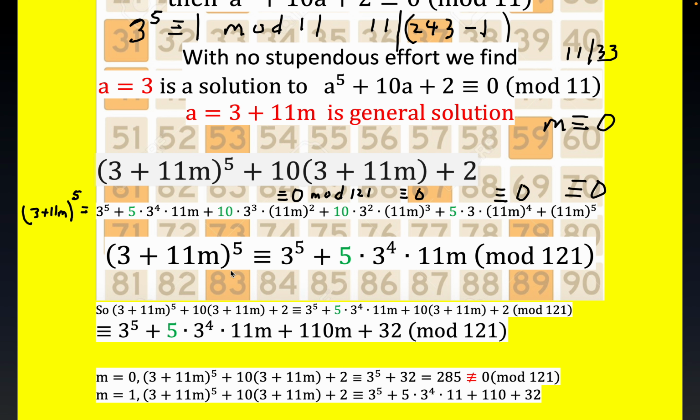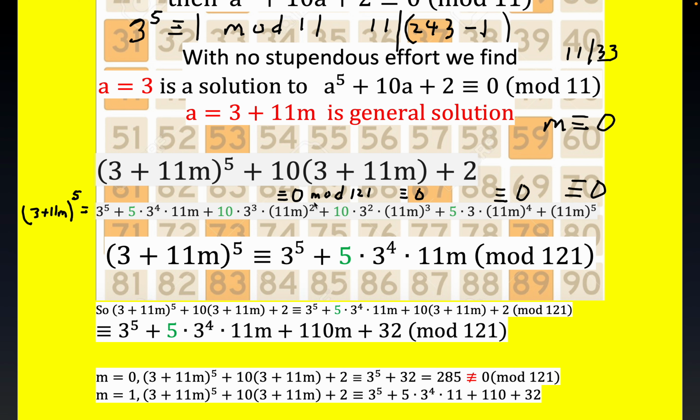So that's why, with just this part of it, you're only left with 3 to the 5th, the first term. This part's not congruent to 121, and this part's not congruent to 121. So those are the only two parts. That's why this changed to congruence, right? Okay. So there we go, folks. And again, the rest of this is just putting it all together.